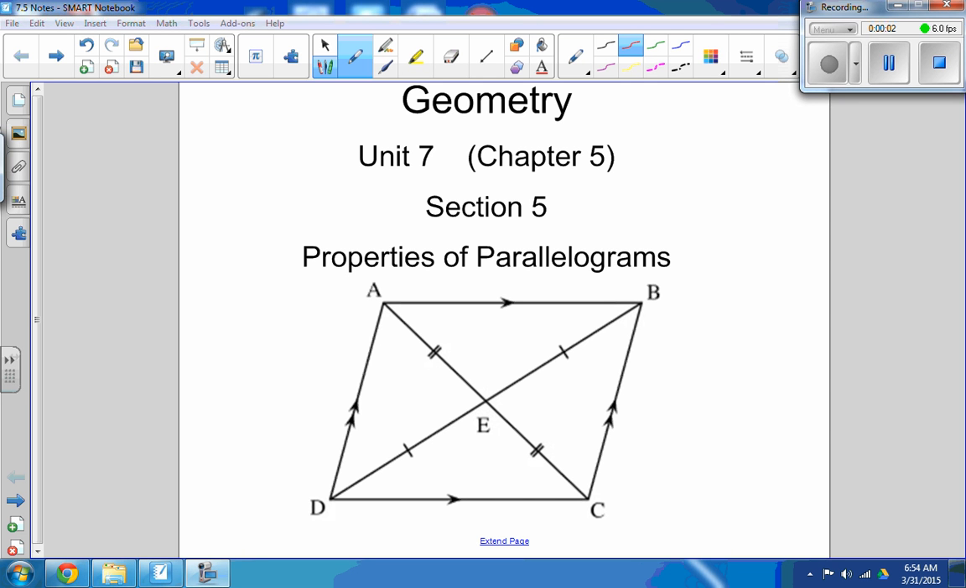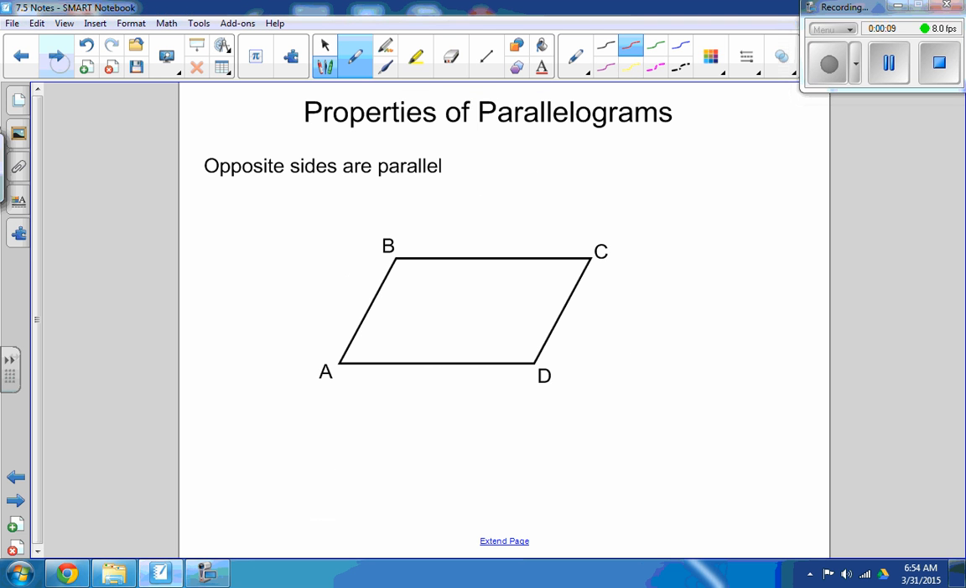Geometry, Unit 7, which is Chapter 5 from the book, Section 5, Properties of Parallelograms. So, parallelograms actually have a lot of properties. And the first one is that the opposite sides are parallel. So BC is parallel to AD, and then AB is parallel to CD.